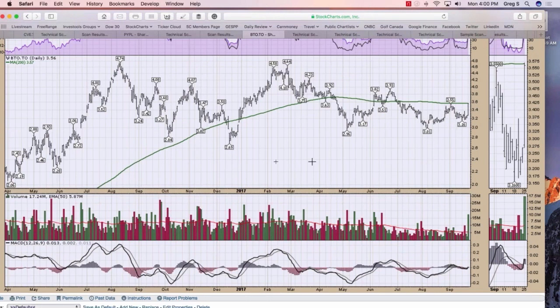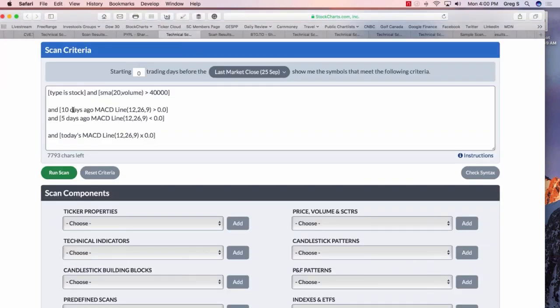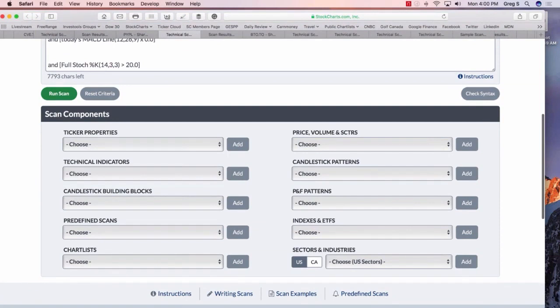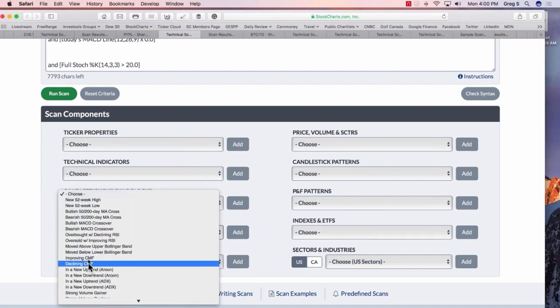There's a whole bunch of good stuff happening here, but the idea is to just use these where they increment down, so 10 days ago, 5 days ago, and today's MACD line. This one also still had to be crossing up, but it's on a daily because there's no word weekly, which is okay. But the one thing I would say on these is, see in here, there's oversold with declining and oversold with improving, and improving Chaikin money flow and declining Chaikin money flow.